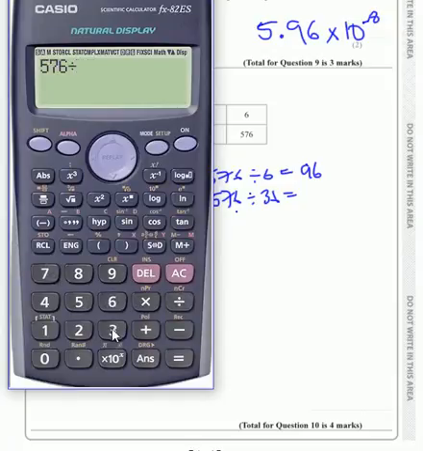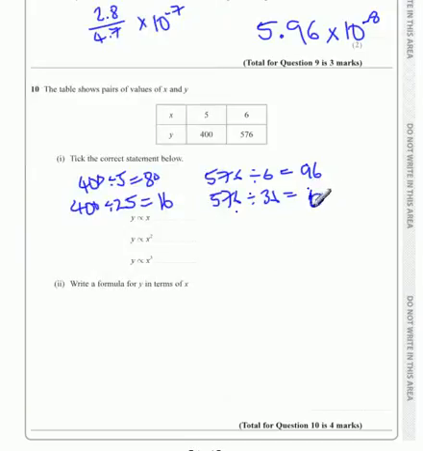576 divided by 36 equals 16. So we get the same value here. So we get the relationship: y is directly proportional to x squared. For the formula of y in terms of x, we've actually worked it out in this part, because we've got y is directly proportional to x squared, which means y equals kx squared.